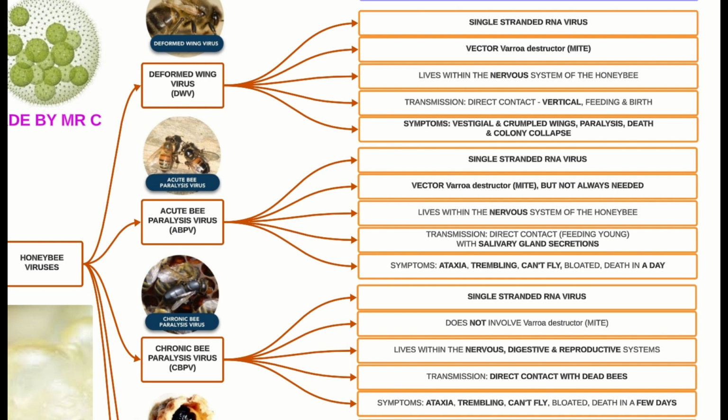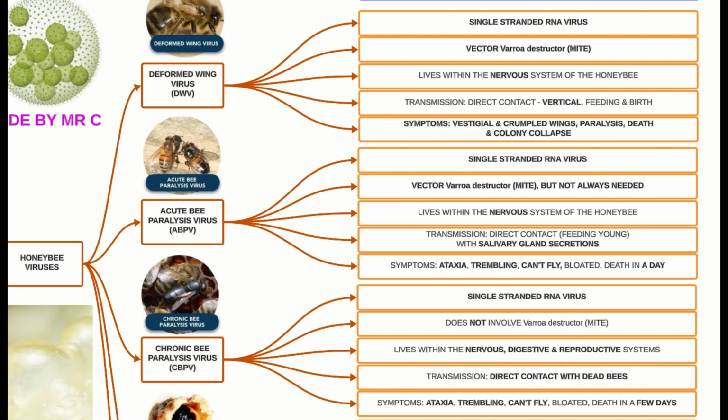Acute bee paralysis virus is also a single-stranded RNA virus. It can use the vector Varroa destructor, but not always. It lives within the nervous system of the honeybee. Again, transmission is through direct contact while feeding the young, but in particular the virus lives in the salivary gland secretions, which are then passed on between the different bees. Symptoms include ataxia, which means the bee can't stand up, trembling, it can't fly, it's bloated, and it normally dies within a day because it's acute.